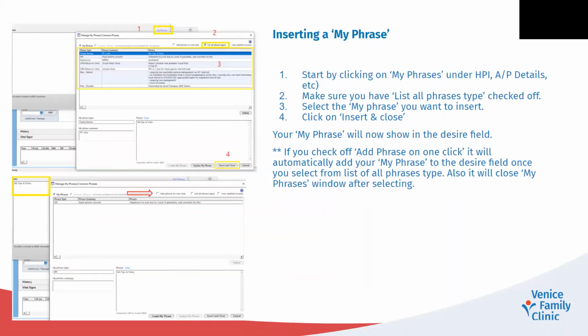Inserting a My Phrase. One, start by clicking on My Phrase under the HPI, AP details, or anywhere you can find a My Phrase hyperlink. Make sure you have list all phrases type checked off. Select the My Phrase you want to insert. Click on insert and close. Your My Phrase will now show in the desired field.